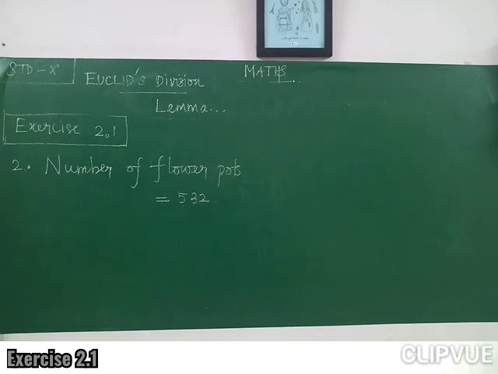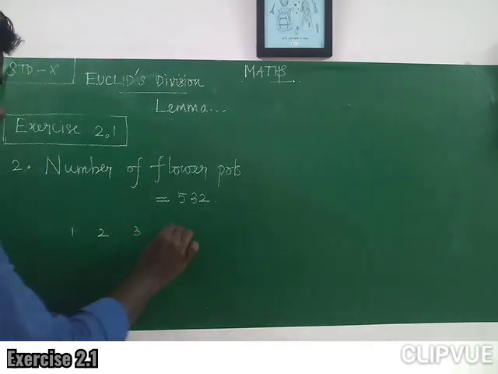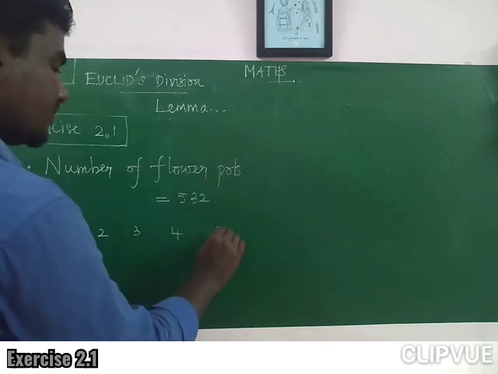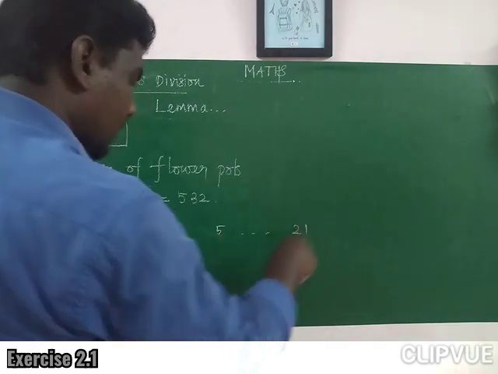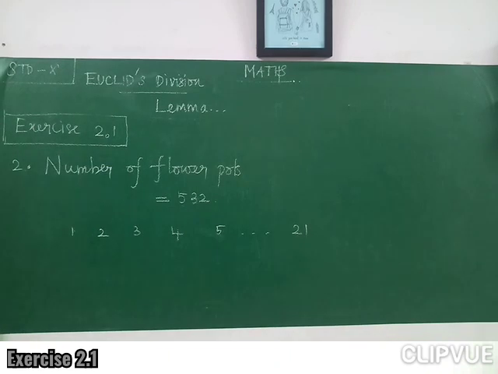Next, he wants to arrange them in rows such that each row contains 21 flower pots. So the first row has 21 flower pots. Second row, 21. Third row, 21. Like that. Find the number of completed rows and how many flower pots are left over.